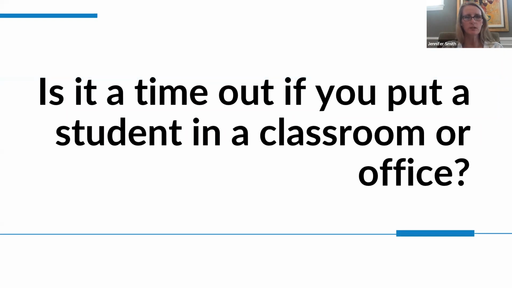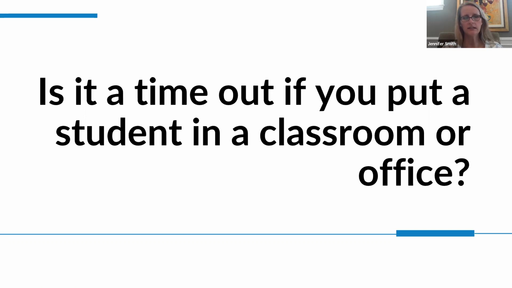So the first question is: is it a timeout if you put a student in a separate classroom or office? I'll pause for a second to see if there are any comments or questions on that, but quickly here, revealing the answer: no. A separate learning environment, such as a separate classroom or study carrel, is not considered an isolated timeout.